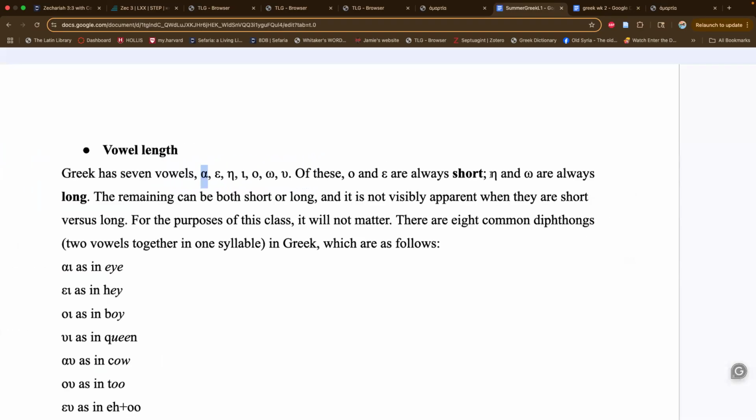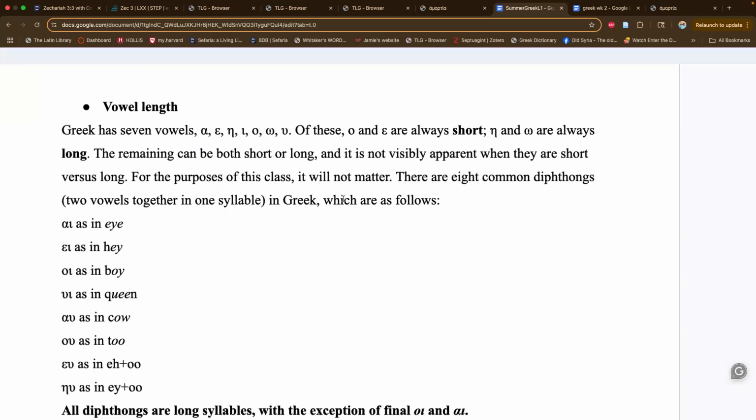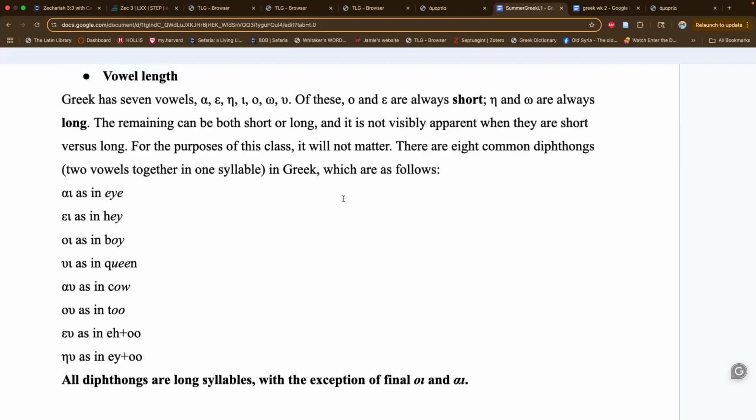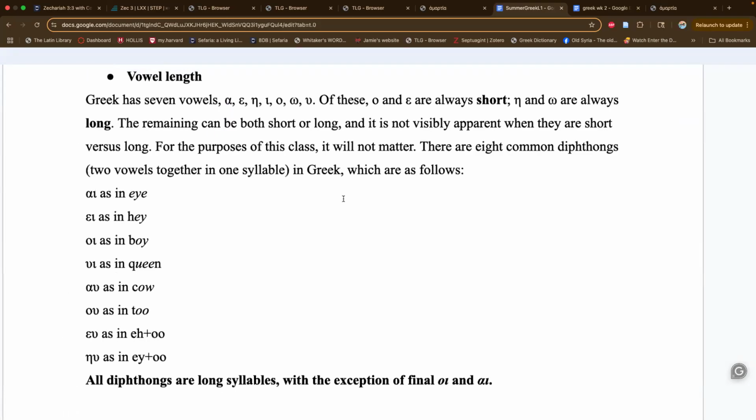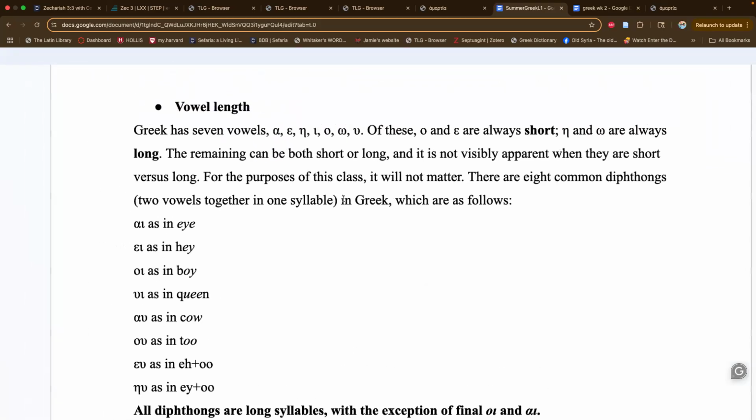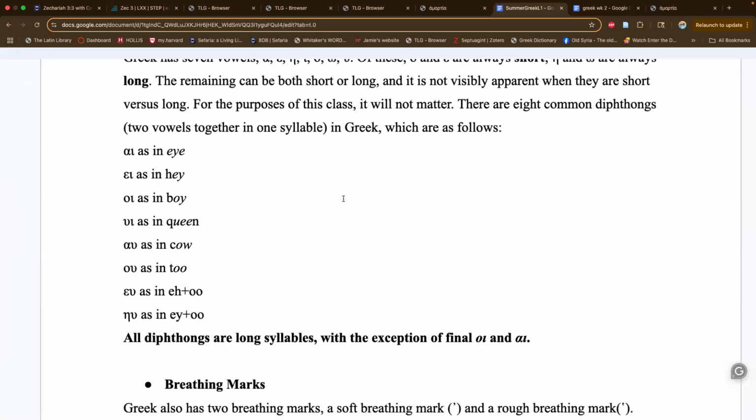Omicron and epsilon are always short, and eta and omega are always long. I'm getting myself mixed up here. The rest can either be short or long. But like I said, this won't really matter that much until in a few weeks we start looking at accent rules, and that'll become more important.